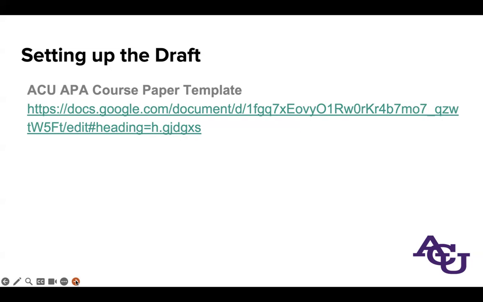But for you student writers out there, you readers in training, if you would like assistance setting up your draft in APA format, we invite you to use our ACU APA course paper template, which the Online Writing Center has developed. That way you won't have to worry about font or spacing or heading format or things like that because it is all built into our template. And from our slide deck, you can click this link to get to the template.